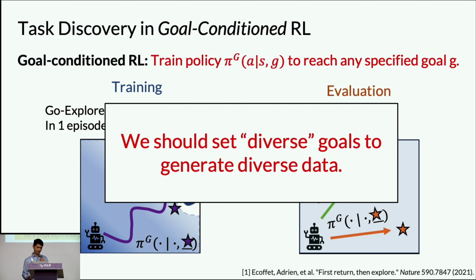So one thing that I haven't mentioned is how to choose goals for Go-Explore. And the paper itself doesn't prescribe a very general way. So intuitively, we should set diverse goals to generate diverse data. But what does that mean? The definition of a diverse goal is actually rather nebulous.